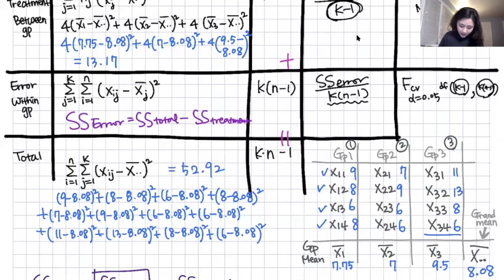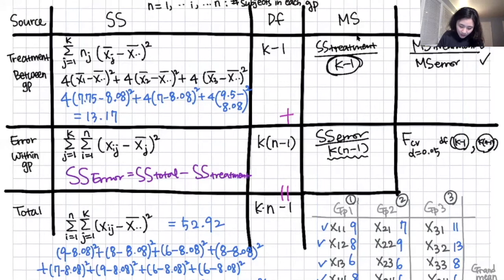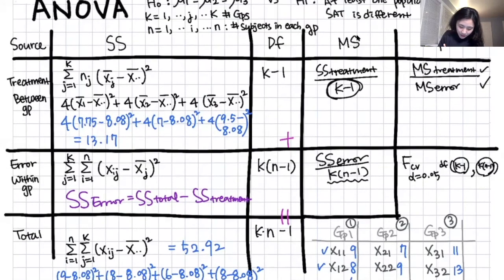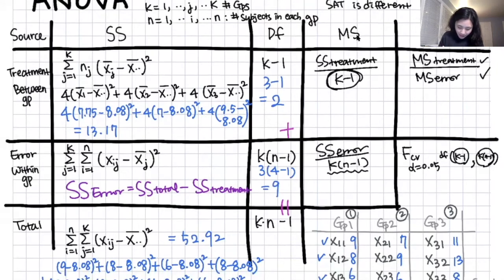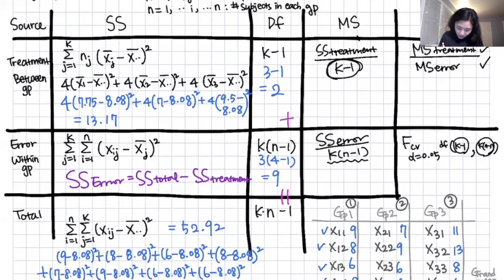And then let's calculate the degrees of freedom. The number of groups is 3, so 3 minus 1 is 2. My number of groups is 3, and my n is 4, minus 1, so 3 times 3 is 9. And for the total, 3 times 4 minus 1 is 11. So 2 plus 9 is equal to 11.